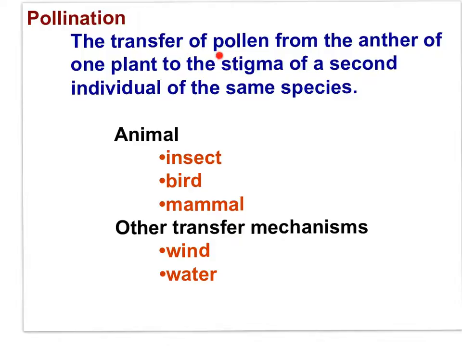Pollination is the transfer of pollen from the anther of one plant to the stigma of a second individual of the same species. It is accomplished by animals, insects, birds, mammals, or other transfer mechanisms such as wind or water. And once the pollen has arrived on the stigma, a pollen tube grows down through the style, providing the sperm access to the egg within the ovule, where fertilization will occur.